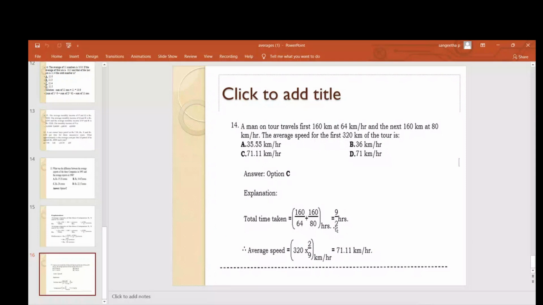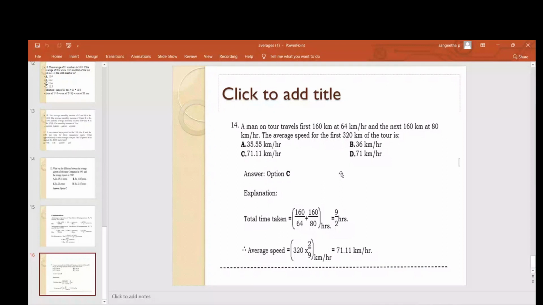So the average speed, since they are asking for the first 320 kilometers, is 320 divided by 9 by 2. Taking the reciprocal, it becomes 320 into 2 by 9, and simplifying, I got 71.1111 kilometers per hour. So the answer is option C.